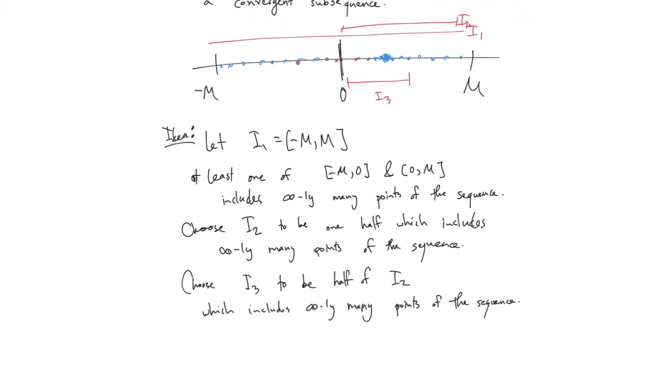Anybody see where I'm going with this? Can you think of what I'm going to say next? Perhaps something from our past. You keep on doing this, right? I choose I1, I2, I3. Each one is half of the previous one. The half chosen so that it has infinitely many of the terms in it. This seem familiar, reminiscent of something in our past? Yeah? What do you think?